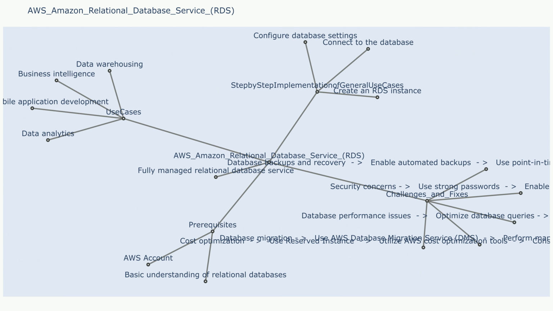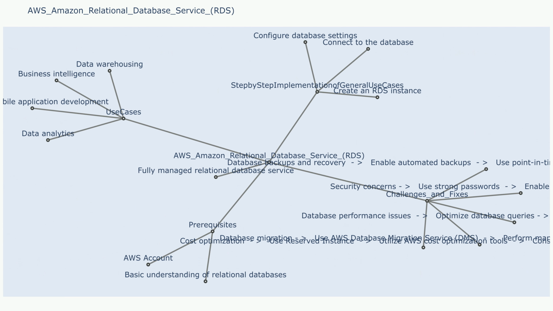Optimizing costs. Use AWS Lambda for periodic tasks. Utilize AWS Lambda to run periodic tasks such as backups or data processing only when required, reducing instance costs. Database backups and recovery. Enable automated backups. Configure automatic backups to create regular snapshots of the database, ensuring data protection.